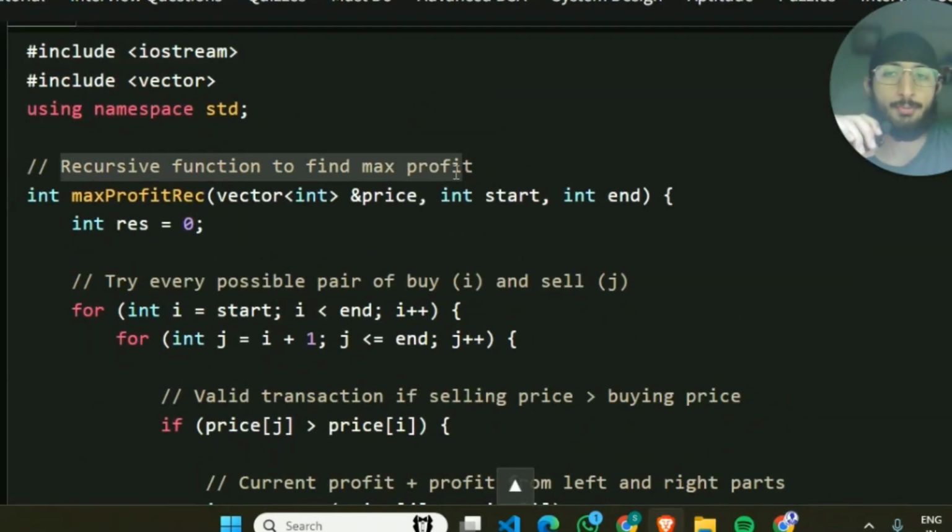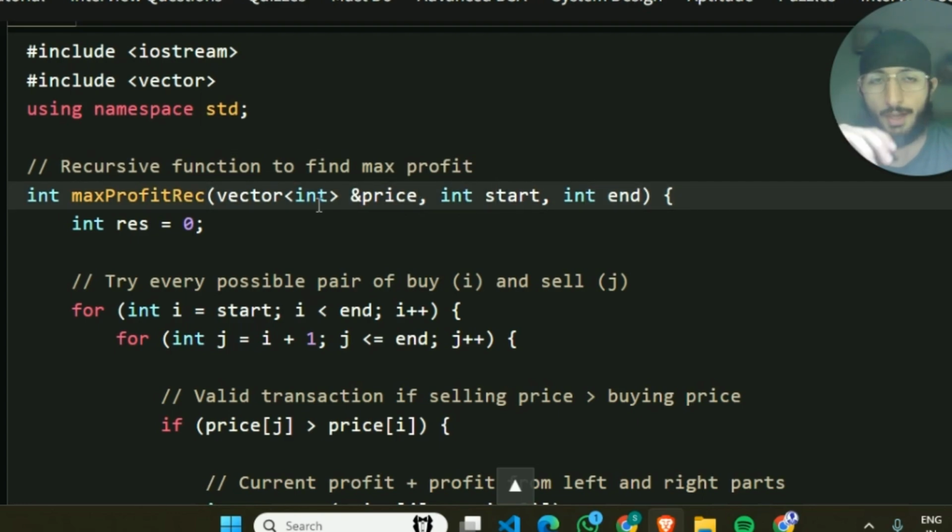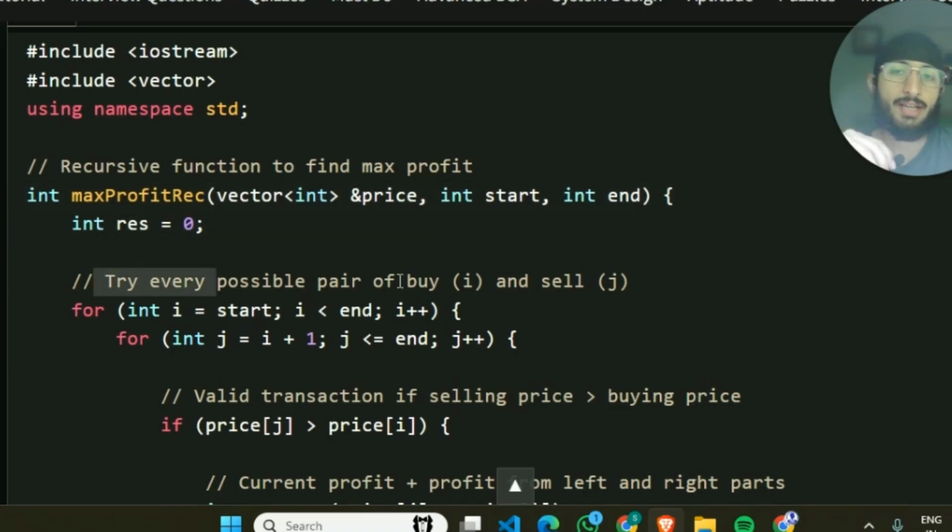So the recursive function to find maximum profit takes the price vector, and the start and end integers. That is the day, and result is 0. So try every possible pair of buy, that is denoted by i, and sell, that is denoted by pointer j. So for int i is equal to start, i less than n, i plus plus. For int j is equal to i plus 1, j less than equal to n, j plus plus.